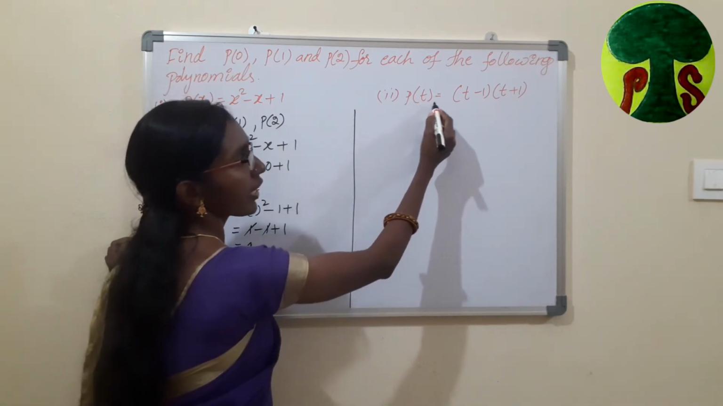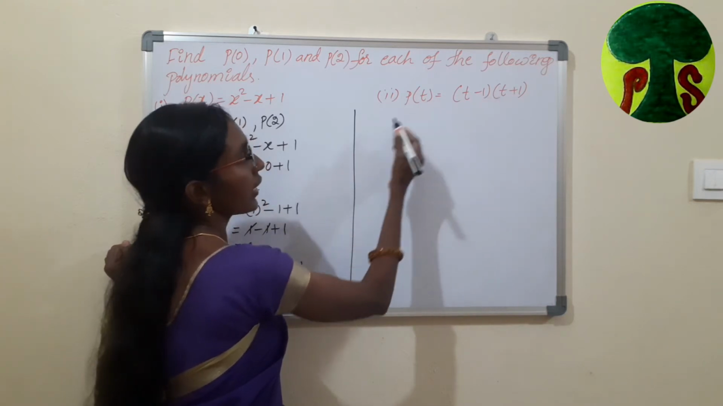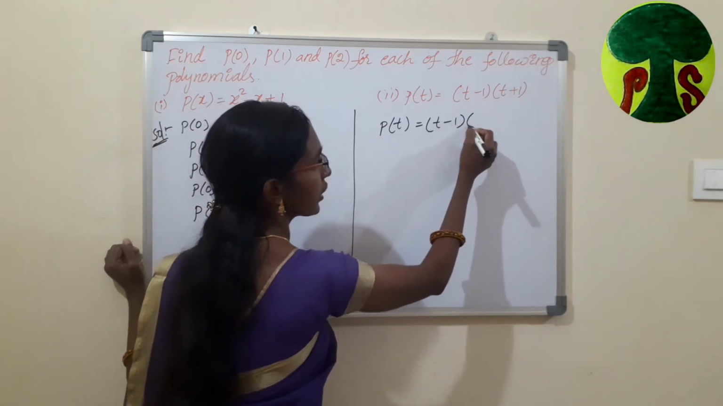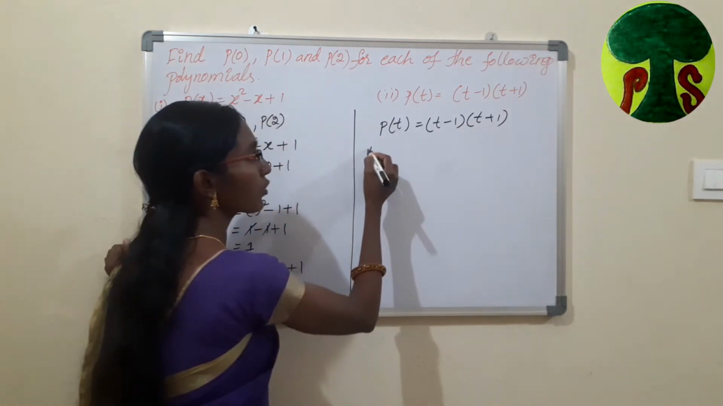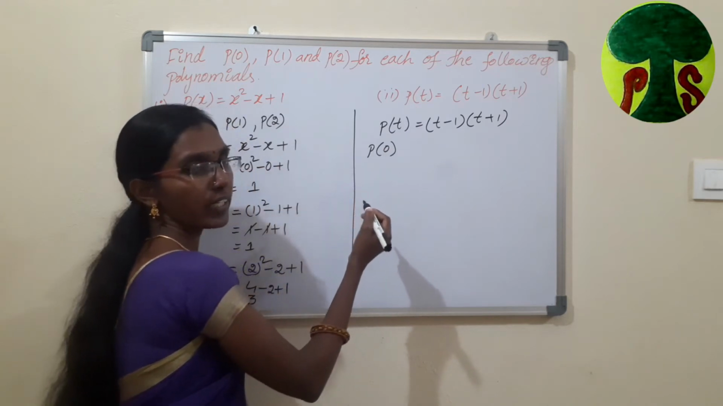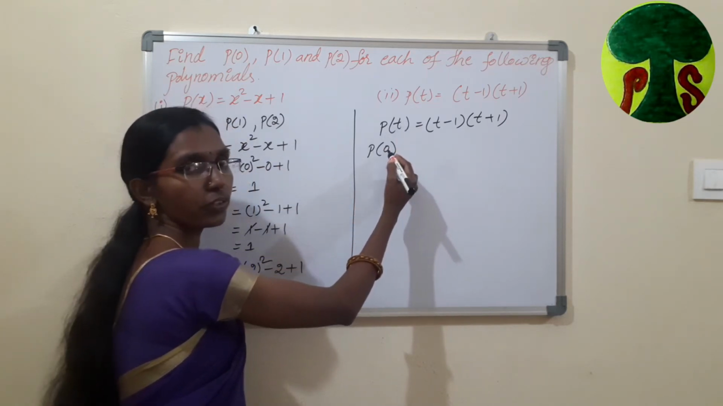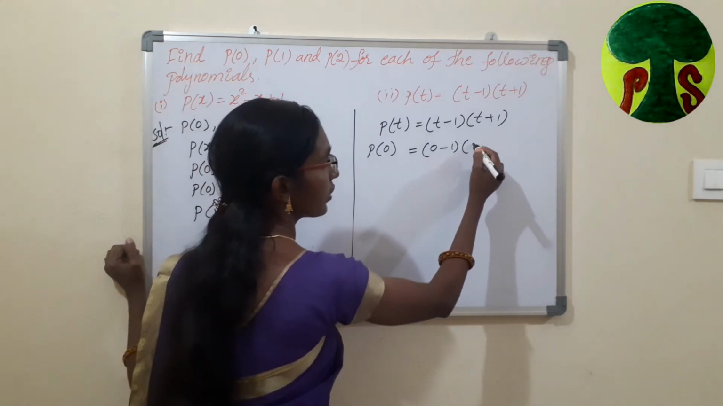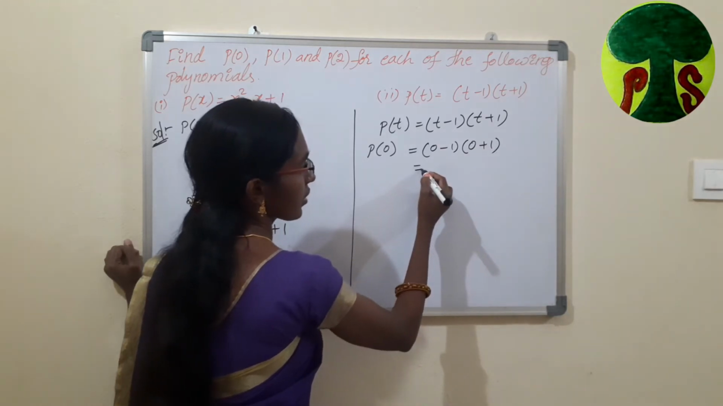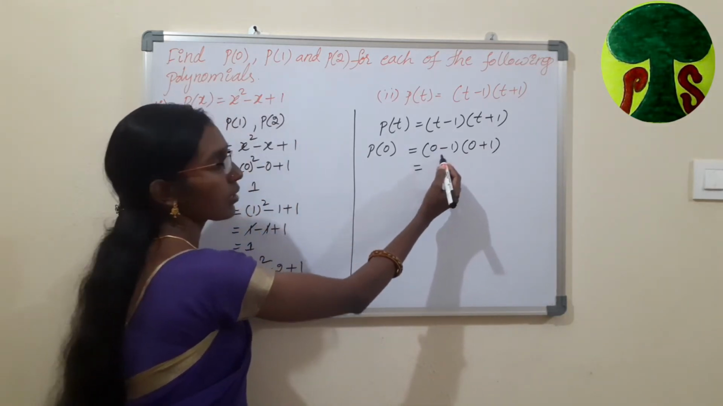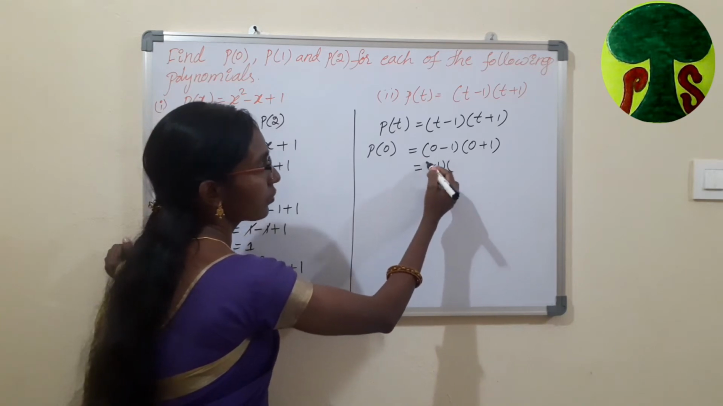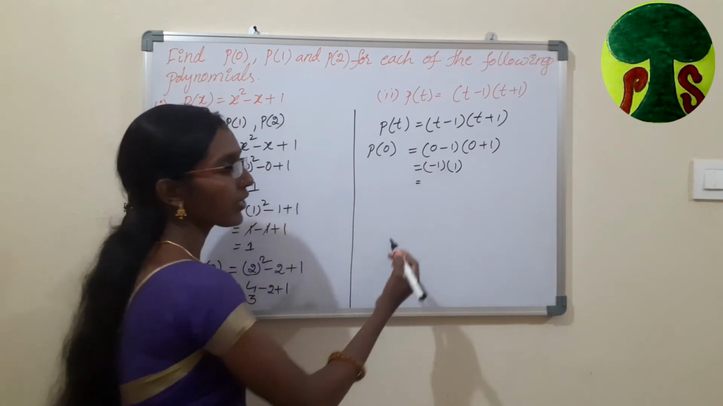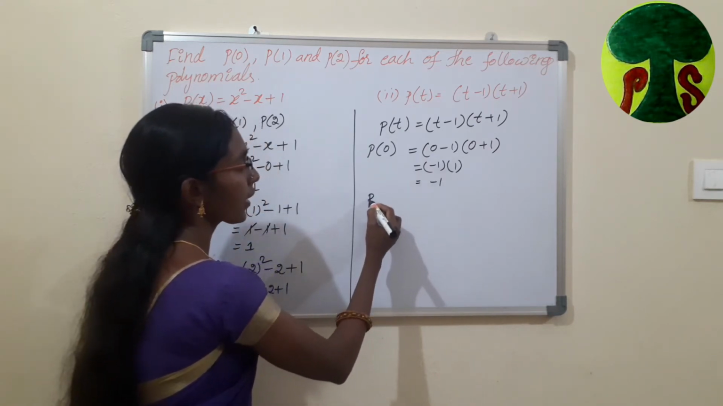Let us solve the second one. That is, P of t equals t minus 1 into t plus 1. Here also we have to find p of 0, which means in the place of t we have to substitute 0. So that equals 0 minus 1 into, here 0 plus 1, which equals 0 minus 1 is nothing but minus 1 into 0 plus 1 is 1. Minus 1 into plus 1 is how much? That is minus 1.